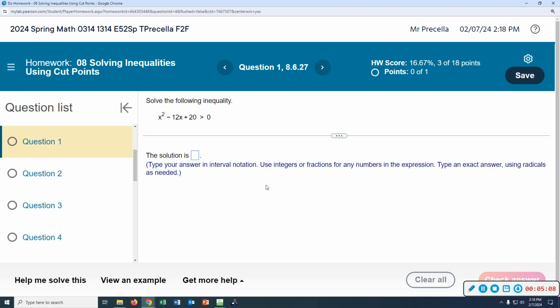X squared minus 12x plus 20 is greater than 0. If you're thinking, well, how does this differ from the other stuff that we've been doing? Well, when we were solving quadratic equations, there was an equal sign. So if you notice the instructions, it doesn't say anything about using the cut point method or anything. It just says solve the following inequality.